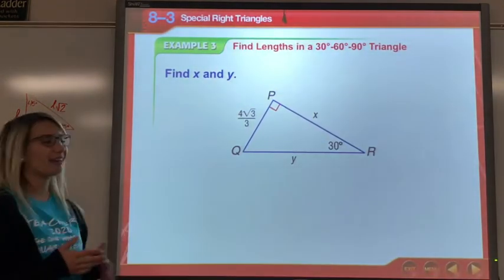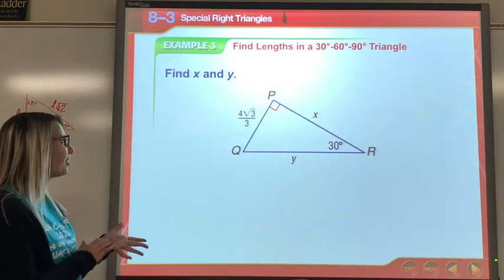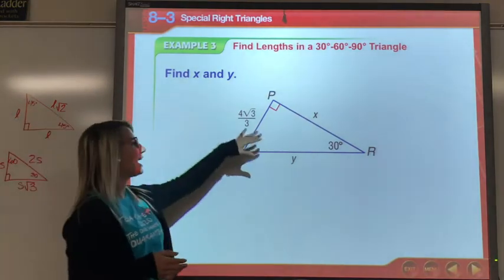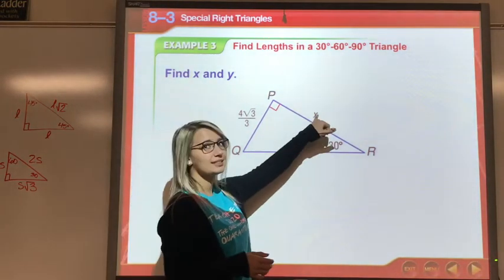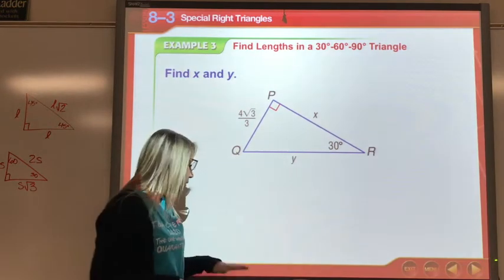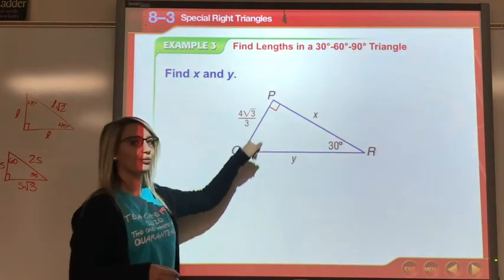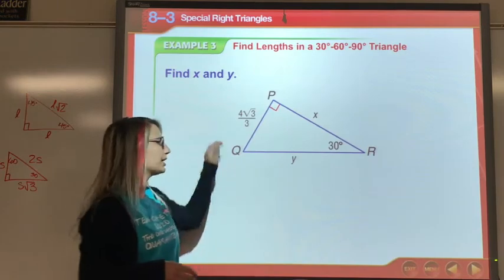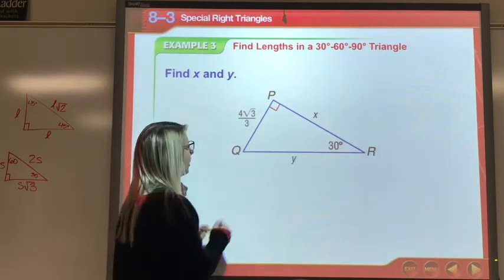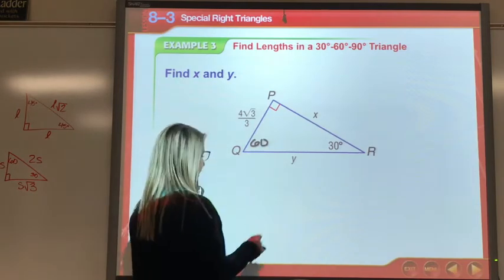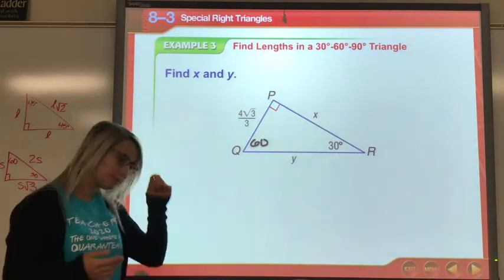Okay, so now we're applying that 30, 60, 90 triangle theorem. Okay, so we're having to find x and y. In this case, y is our hypotenuse and x is that long leg. Okay, we know that this 4 root 3 over 3 is our short side because it's opposite to that 30, so it's that smaller angle. So we can go ahead and fill in that we know that this angle Q is 60.